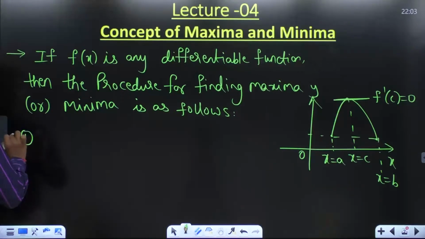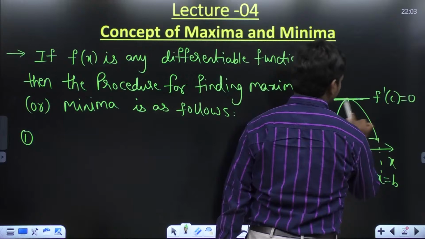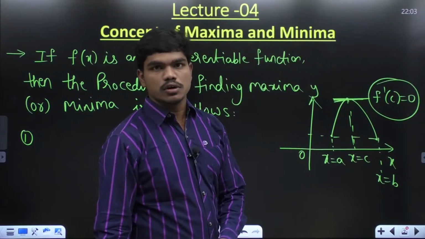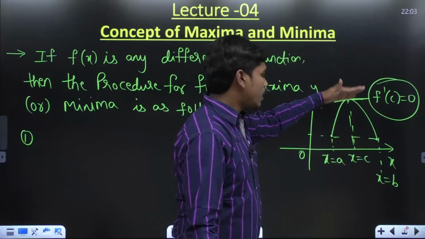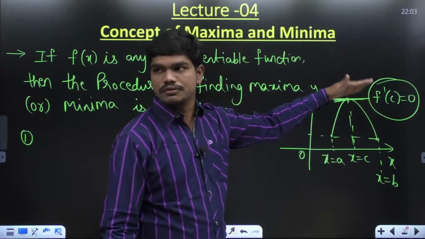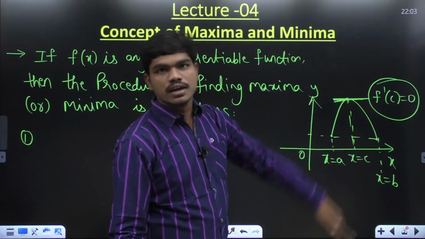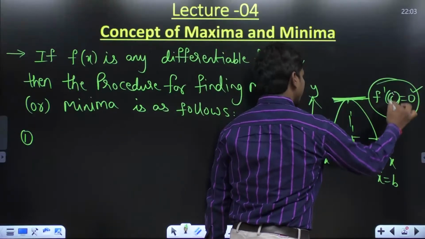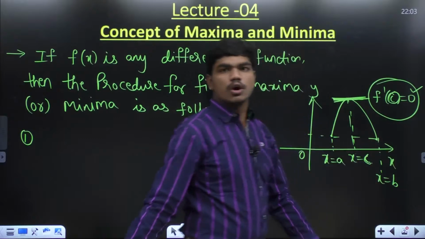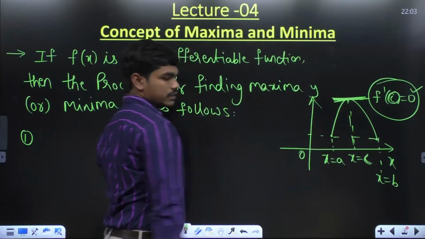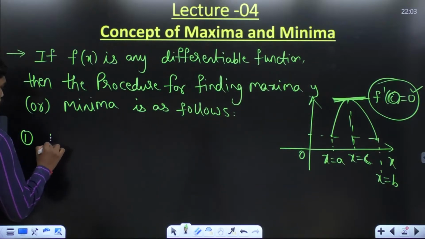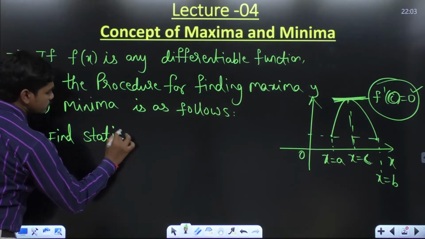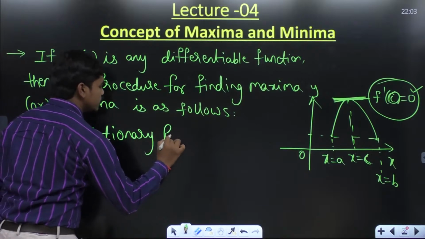Now first, whenever there is a maxima or minima at a particular point of x, the derivative of the function at that point is 0. Meaning if you want to find the maximum or minimum of the function, or the extreme values of the function, the first thing you need to do is find the derivative, equate it to 0 and find the value of c where the maximum or the minimum can occur. So first you need to find stationary points. What are stationary points?